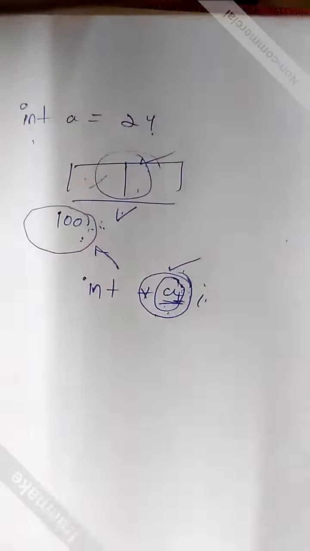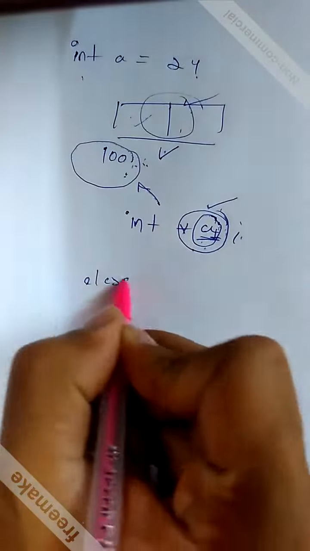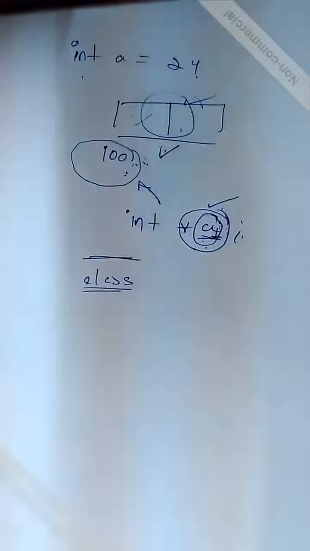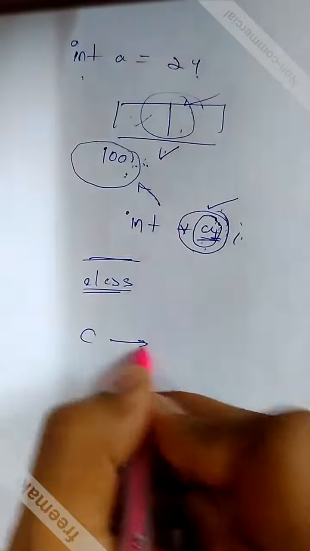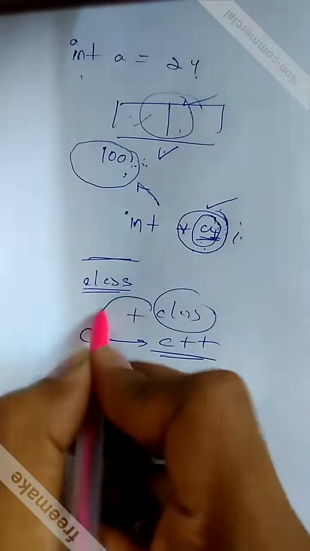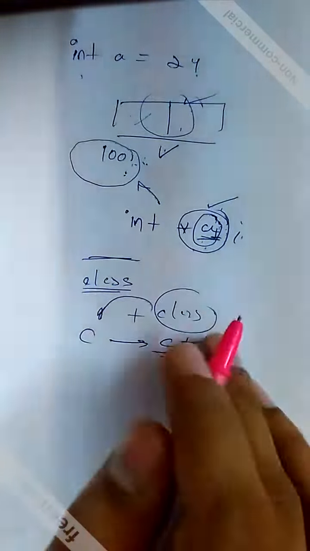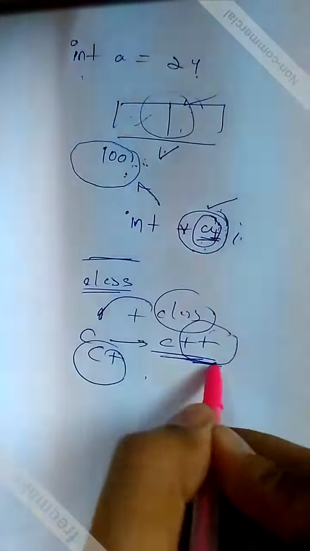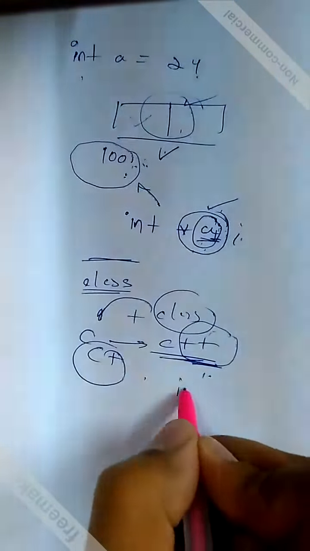Okay, so after this I am talking about class. So yeah, class is the main soul of C++ programming. C became C++ only when we added class to C. So C plus class is C++ basically. And why is it plus plus, not C plus? Because plus plus is the increment operator.